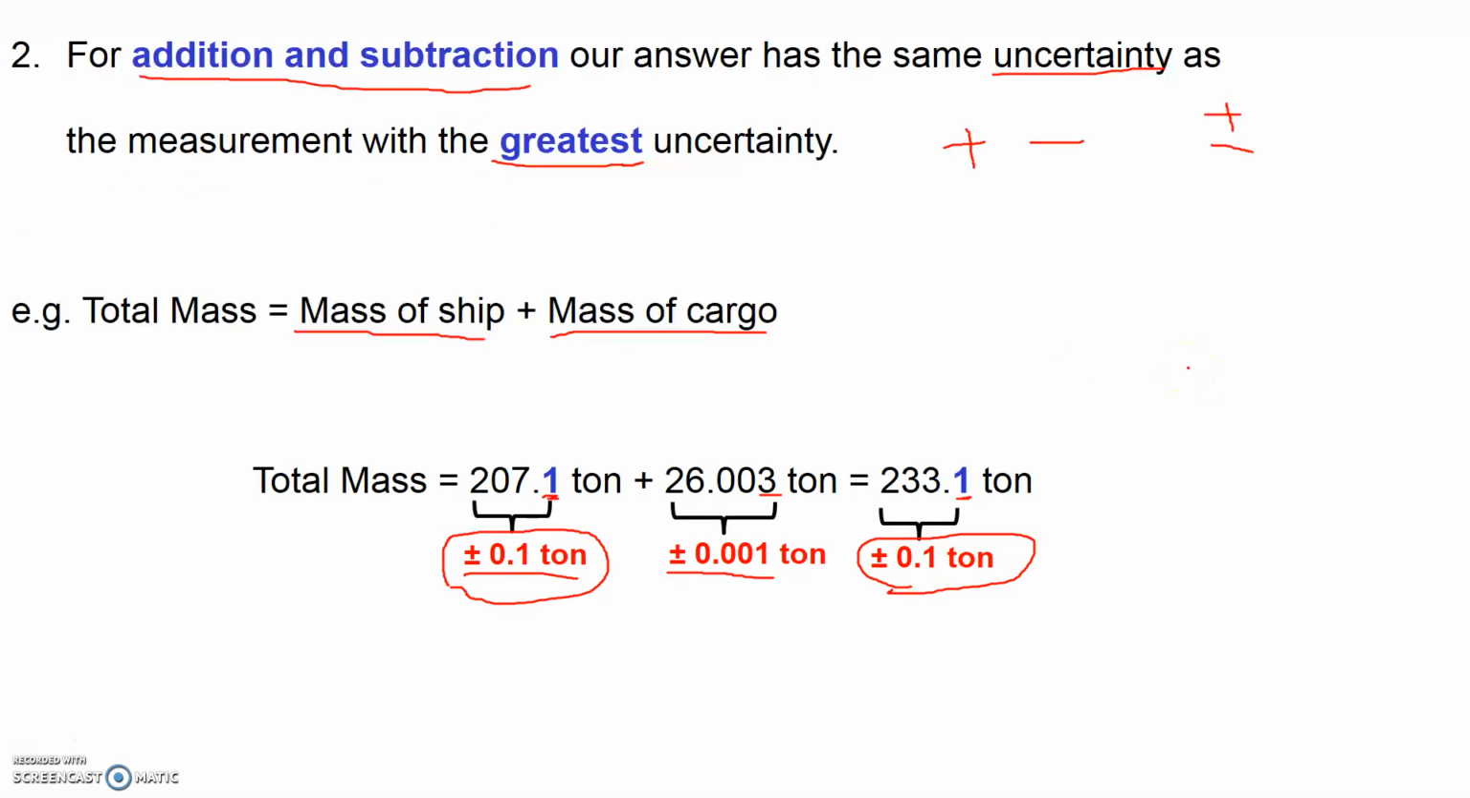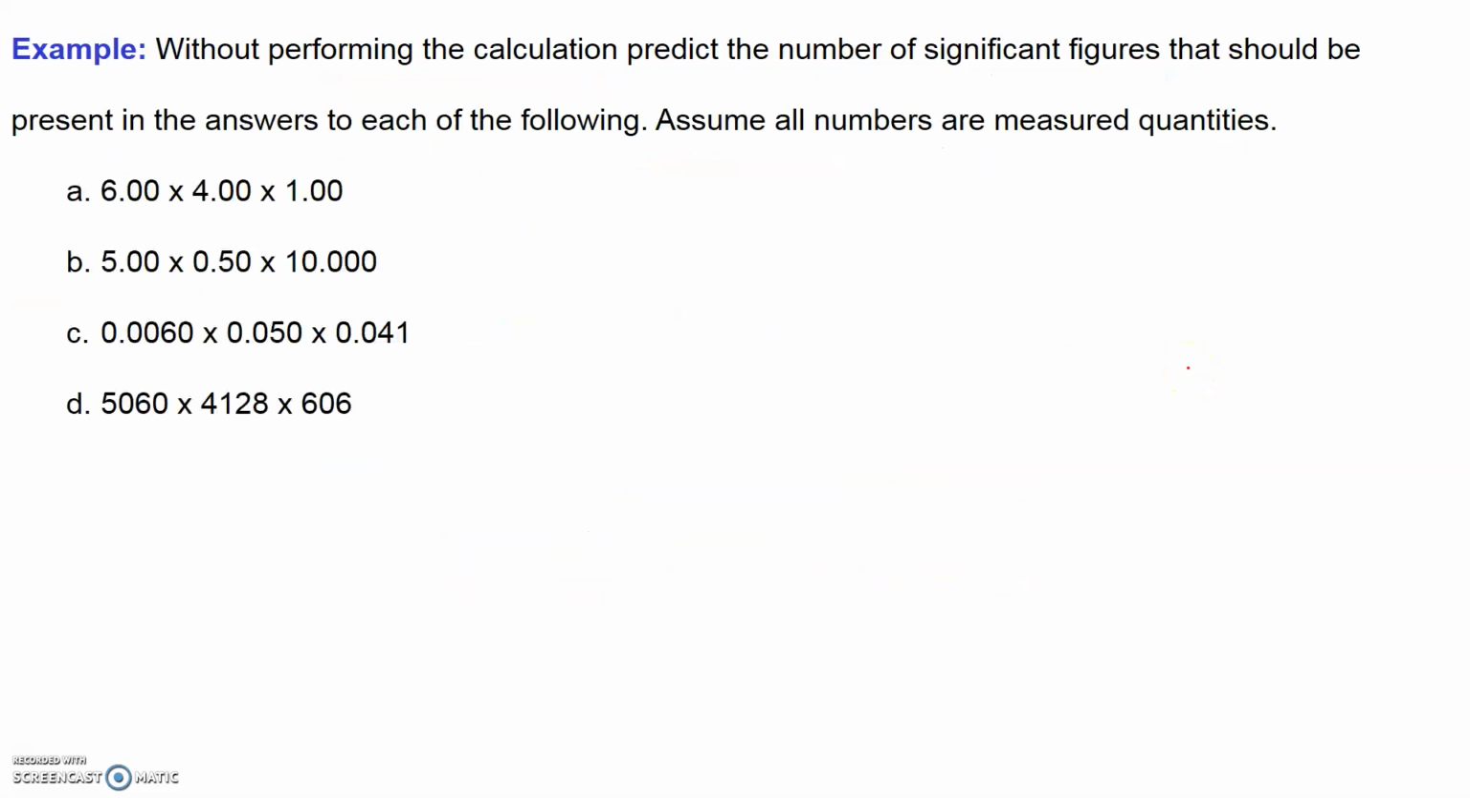So that's really it. You can apply these two rules. So let's have a look at this question here. It's asking us, without performing the calculation, which is sometimes common, to predict the number of significant figures that should be present in the answer. So we've got to decide, are we multiplying and dividing, or are we subtracting and adding?